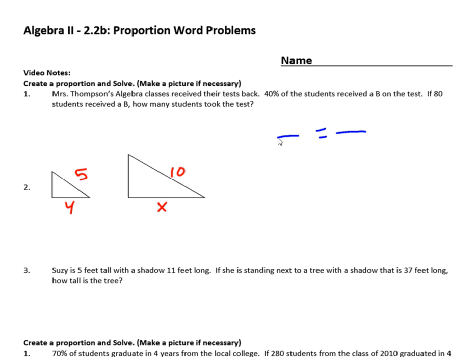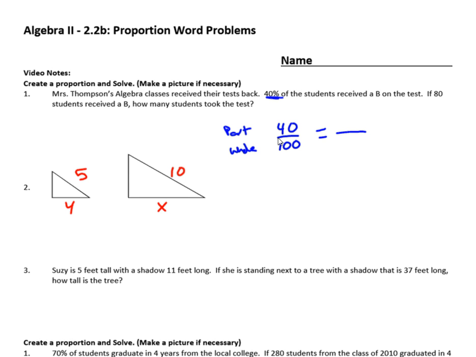So Miss Thompson has an algebra class, and they get their test back. 40% of them got a B on the test. So 40% is 40 out of 100. Okay, and so when I look at this, what I'm putting on top is the part, and what I'm putting on the bottom is the whole. Okay, and so if I think of the ratio as a part divided by a whole, that's what I've got. I've got the part of the percentage, and then the total percentage, so 100%. So 40 out of 100.